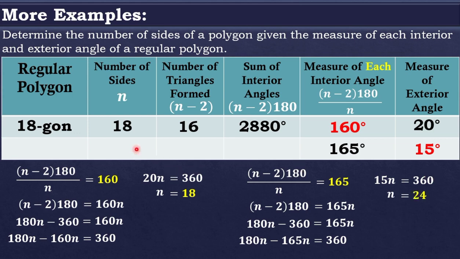So, makukuha mo na yung number of sides since yun ang hinahanap. So, the number of sides is 24. So, this is 24 gone. Your number of triangles formed, 24 minus 2, that is 22. Times mo to by 180. Meron kang 3,960 degrees as the sum of your interior angles. Para makuha mo, i-check mo ito. Divide mo to by 24, so we will have 165 degrees.